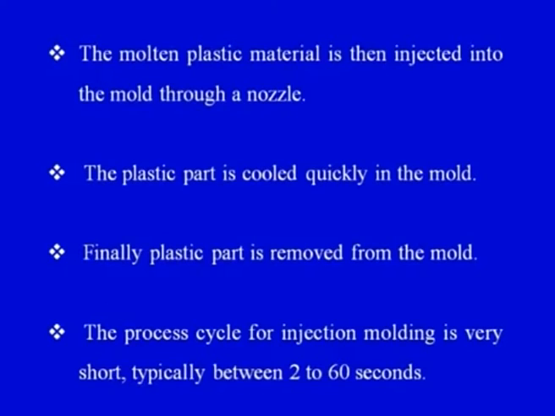The process cycle for injection molding is very short, typically 2 to 60 seconds. So one cycle can be completed in 2 to 60 seconds, which is very fast, but on an average maybe 30 to 35 seconds, one particular product can be made using the injection molding process.